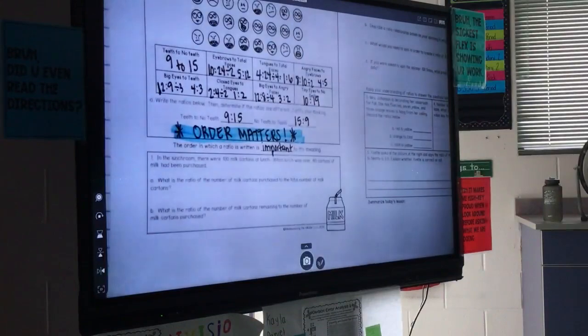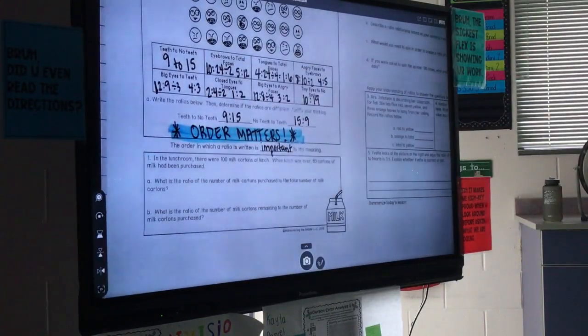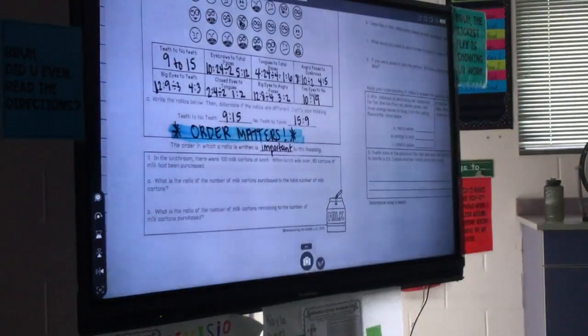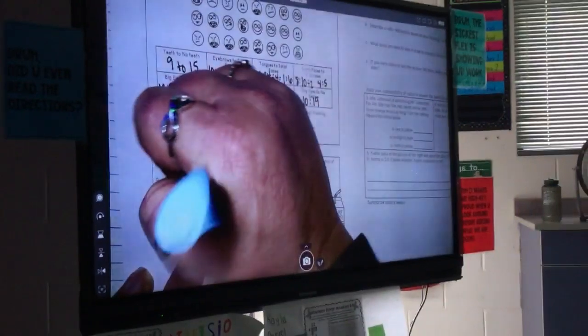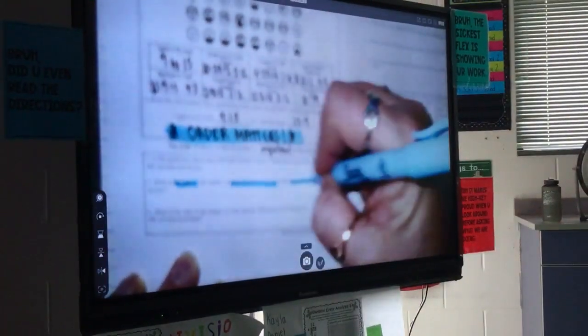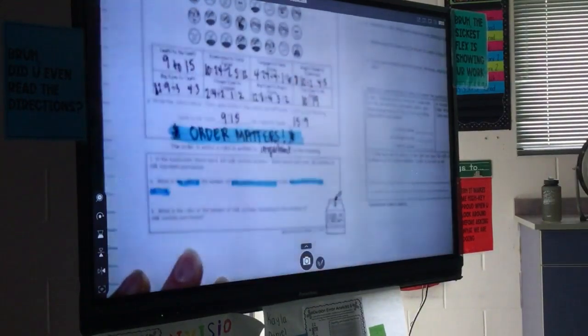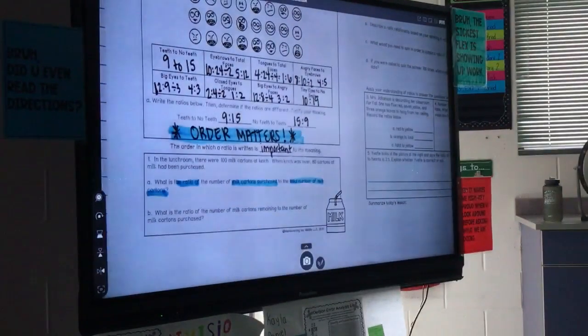All right, so you have number 1, in a lunchroom, there were 100 milk cartons at lunch. When lunch was over, 80 cartons of milk had been purchased. So 1A, it says, what is the ratio of milk cartons purchased to the total number of cartons? So we're looking for the ratio of milk cartons purchased to total number of milk cartons. So what is our ratio going to look like for this one?